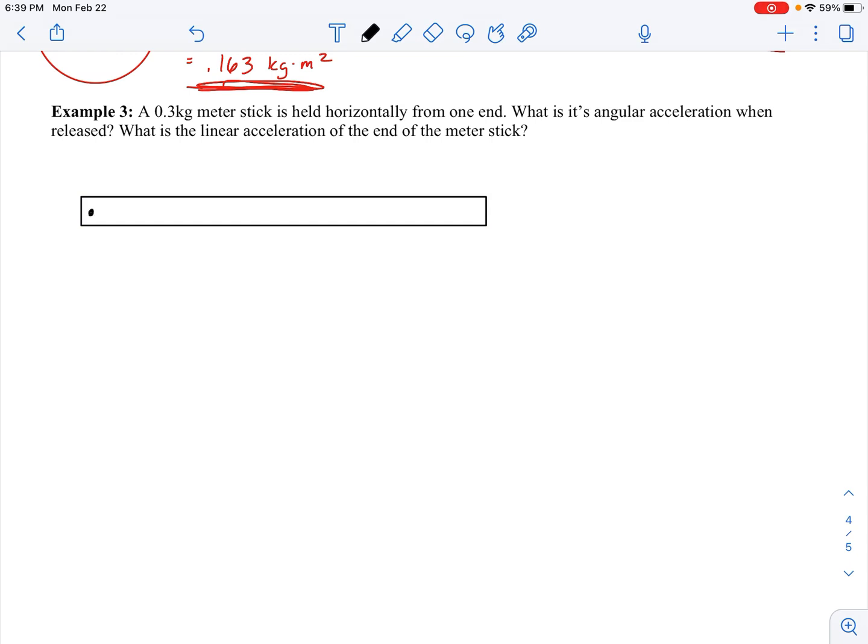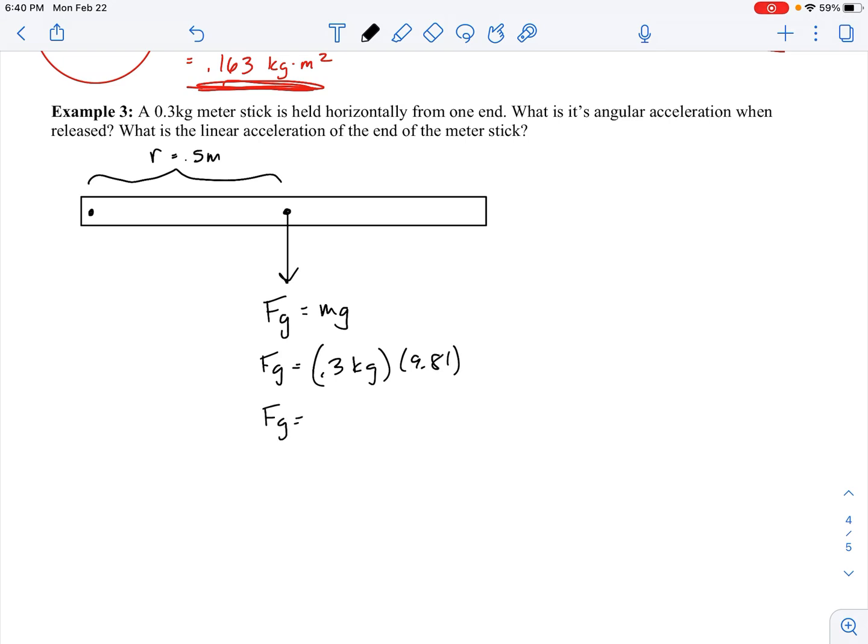It's 1 meter long. We're going to have a pivot at one end. And what we're going to do is use the center of gravity here. The center of gravity of the meter stick is at a distance of 0.5 meters, halfway down, and the force of gravity is the weight of the meter stick, which is going to be 0.3 kilograms times 9.81. So that is 2.943 newtons of force.